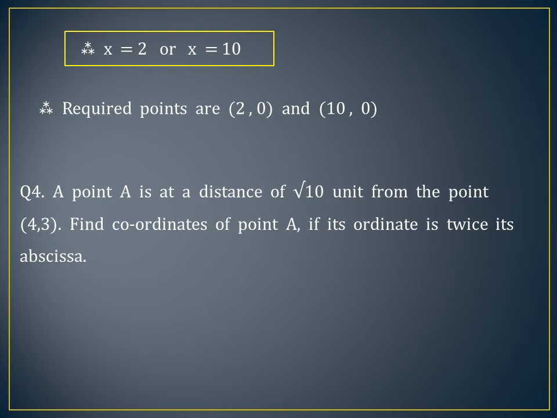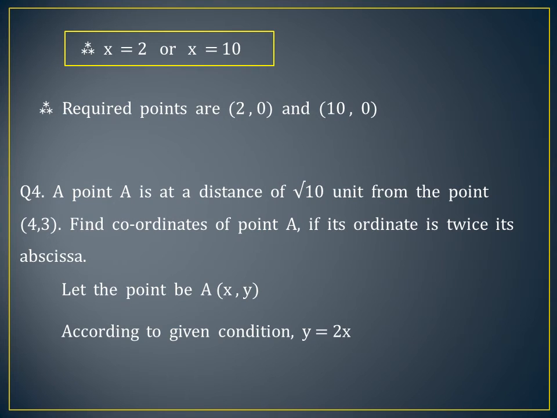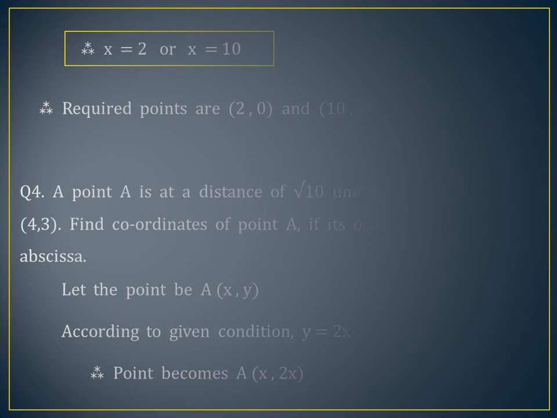We have to find coordinates of point A which are at a distance of root 10 units from the point (4, 3). Now they have given us the relation between the ordinate and the abscissa. So again let's begin by saying that let point A be (x, y). Since they have given the ordinate is twice the abscissa, therefore we have y is equal to 2x. Therefore the point becomes A (x, 2x).